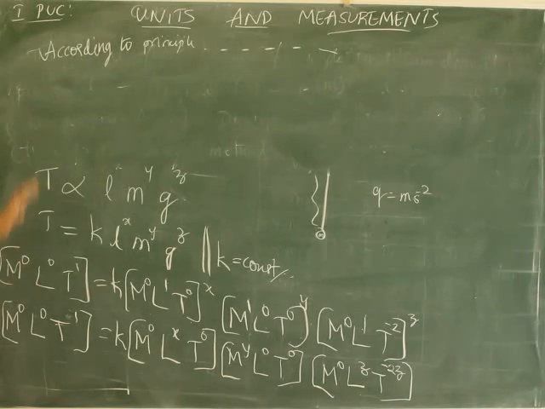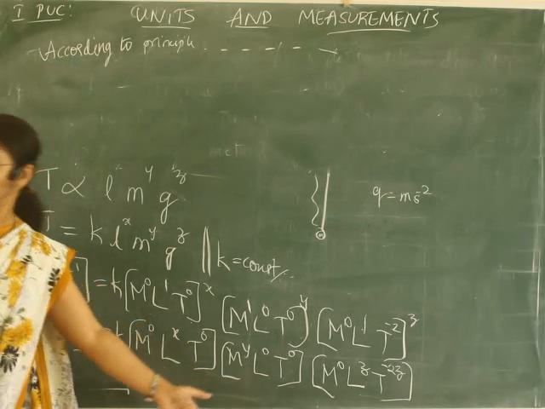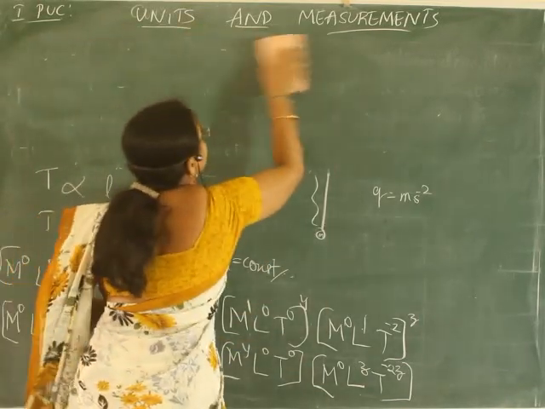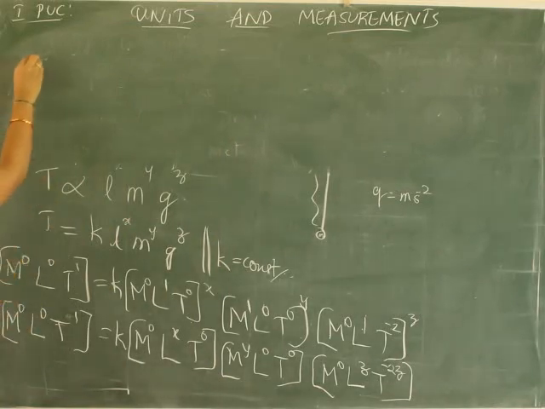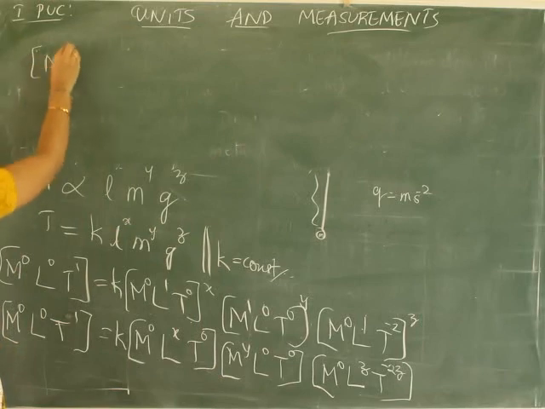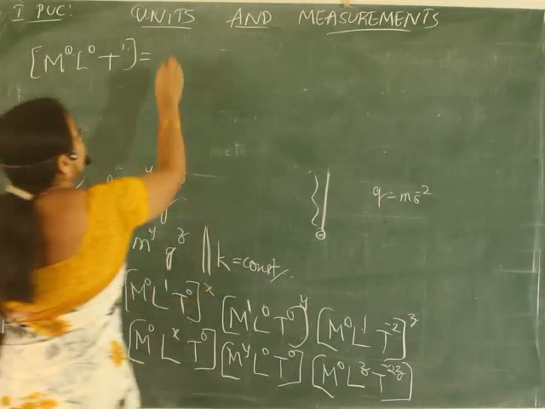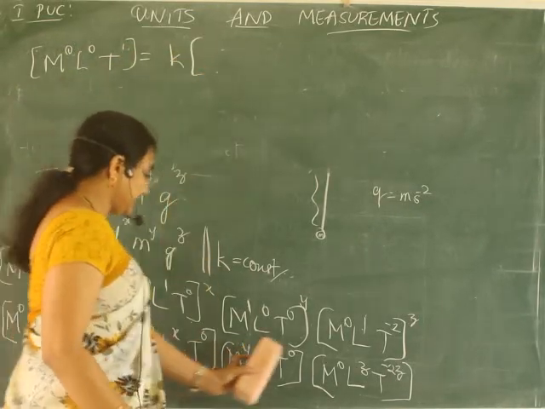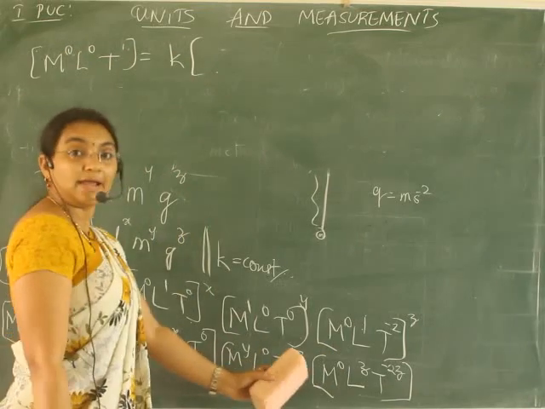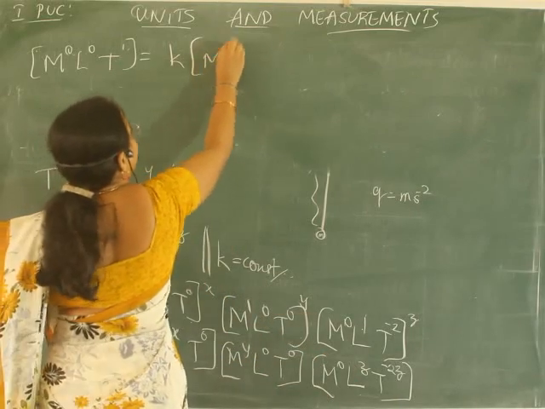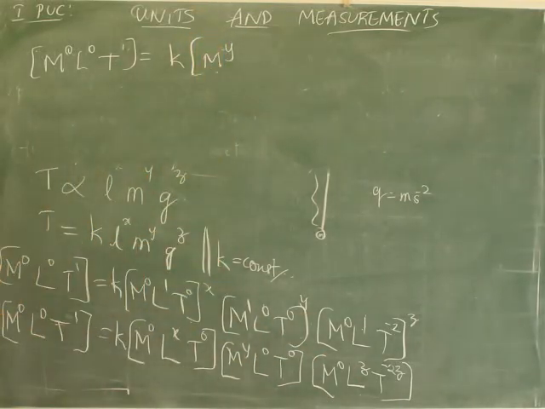But one thing, before writing this principle, I will help you once more. See here, before writing each term, don't write yet. Can I write it like this? T to the power 1 is equal to K. Can I add these M's? Yes, because multiplying now, 0 plus y plus 0 is M to the power y. Correct?